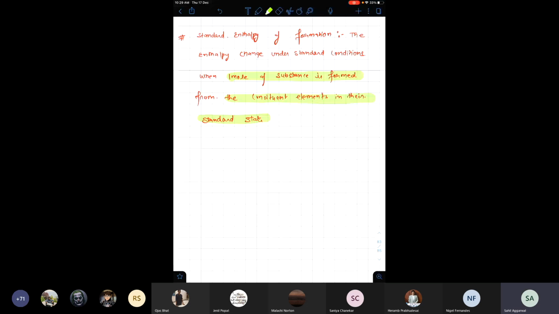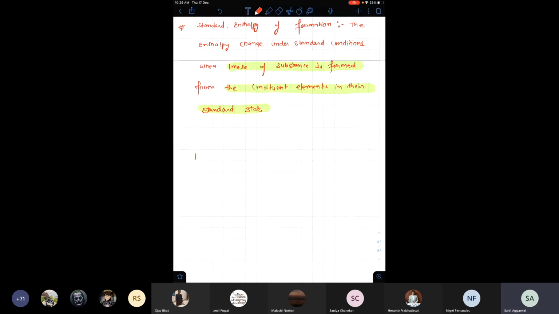What does standard state mean? The state in which they are present in nature, the way we get them. We do not have to prepare them. We are getting them free. That is called standard state. Like Br2. Br exists as Br2 liquid form. We get it like this from nature.